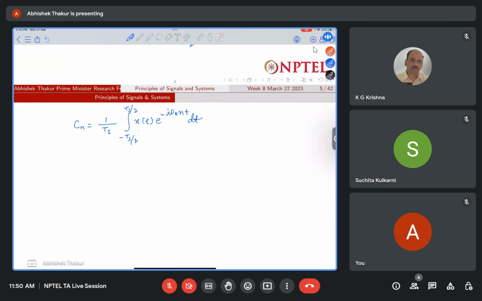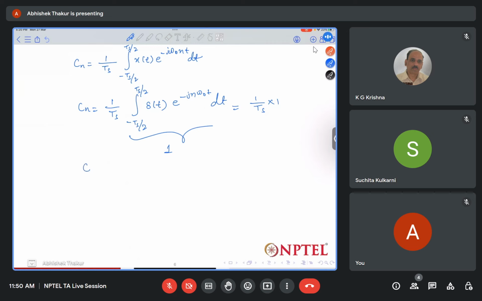And now here we will find it. After this, when we substitute, we will get Cn as 1 by Ts integral of del(t), because the impulse is located at t is equal to 0, times e to the power of minus j n omega naught t dt. The impulse is located at t is equal to 0, so this integration will converge to 1. So it will become 1 by Ts into 1. So the value of Cn is equal to 1 by Ts.